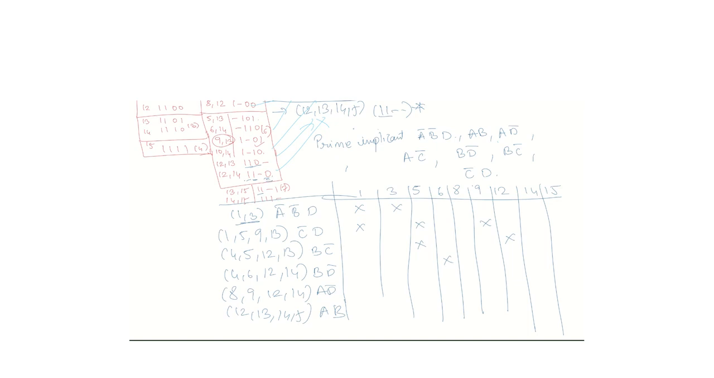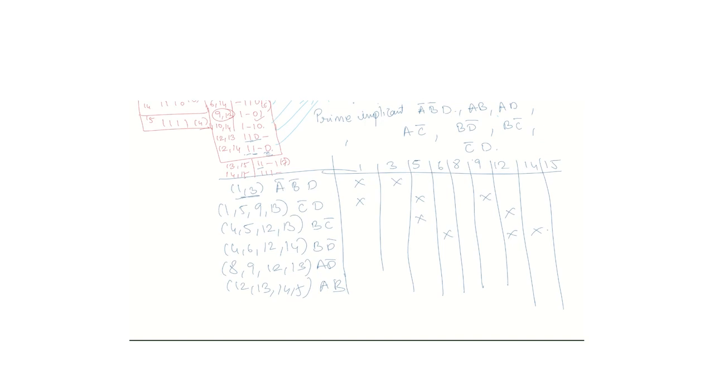Then 6, 12, 14 and 8, 9, 12, 14. Oh yeah, I made a mistake. This is 13, and there is one more term. 8, 10, 12, 14. This is AD bar, and 8, 9, 12, 13 is AC bar.